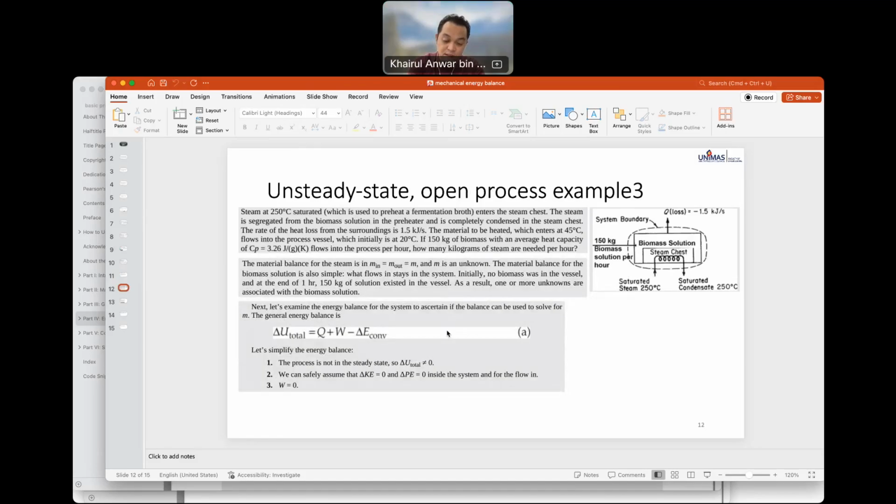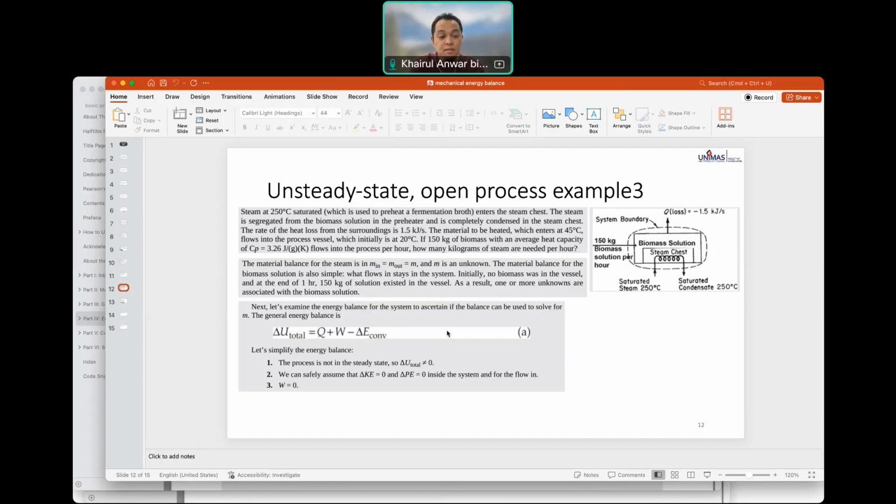So for the unsteady state open process, steam at 250 degrees C saturated, which is used to preheat the fermentation broth, enters the steam chest. The steam is segregated from the biomass solution in the preheater and is completely condensed in the steam chest.